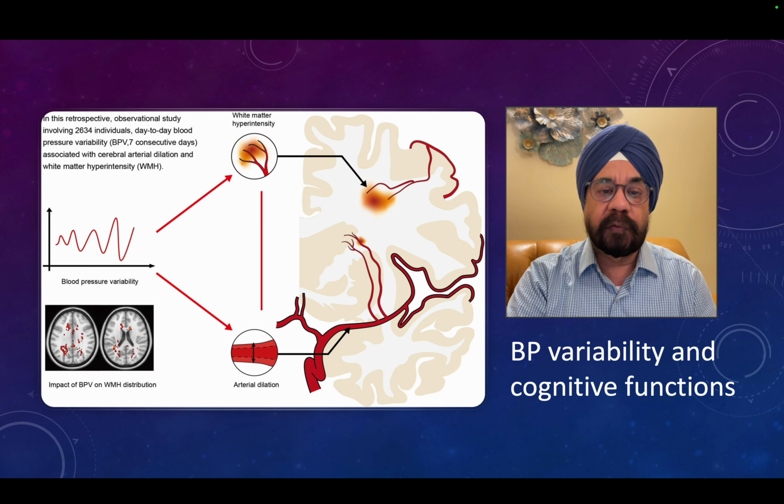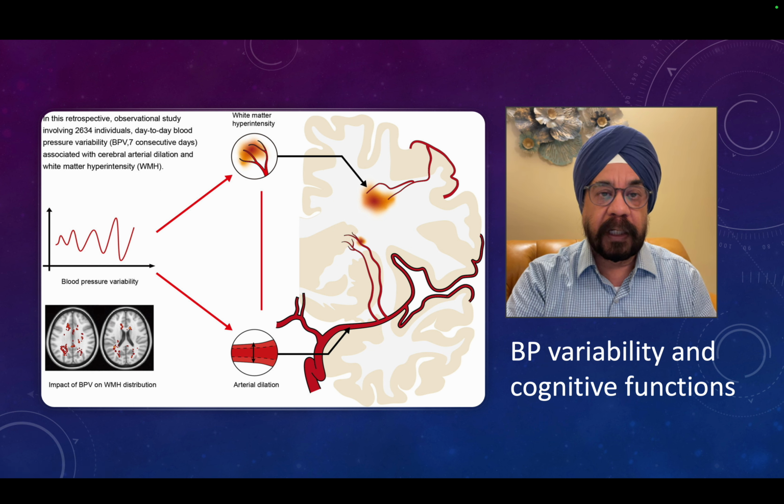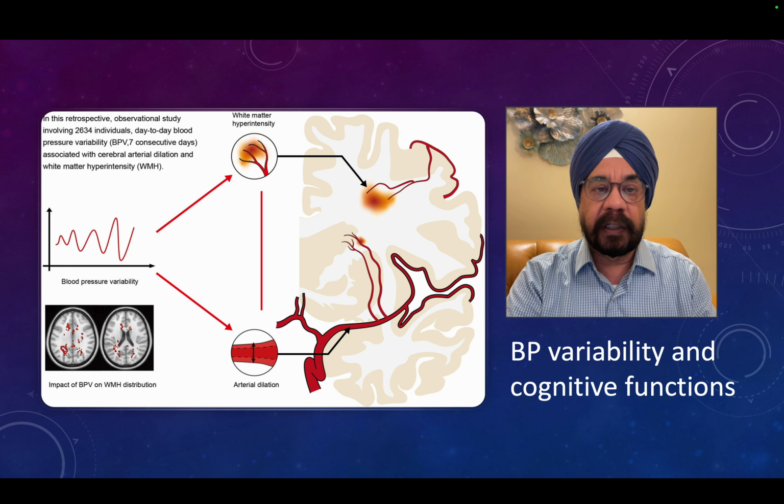So we have proven beyond doubt that high cardiovascular mortality is associated with high BP variability, apart from the mean blood pressure which is high. So in a patient where your mean blood pressure is high and you have a higher variability, it's an add-on risk factor for subsequent cardiovascular and renal events.